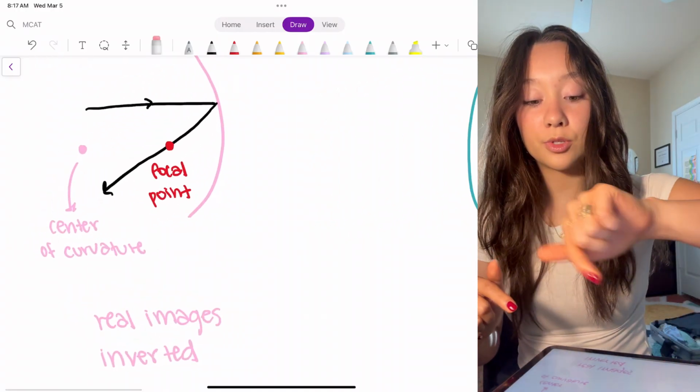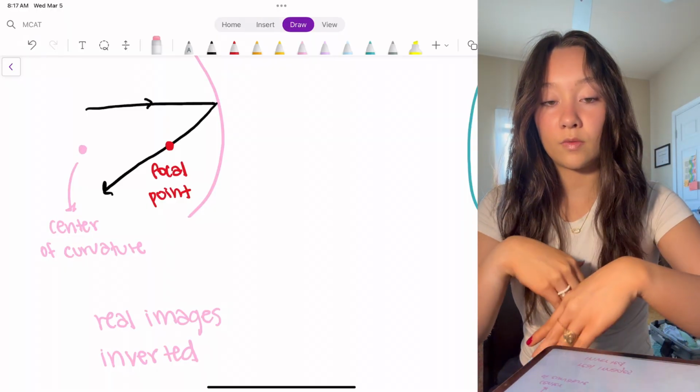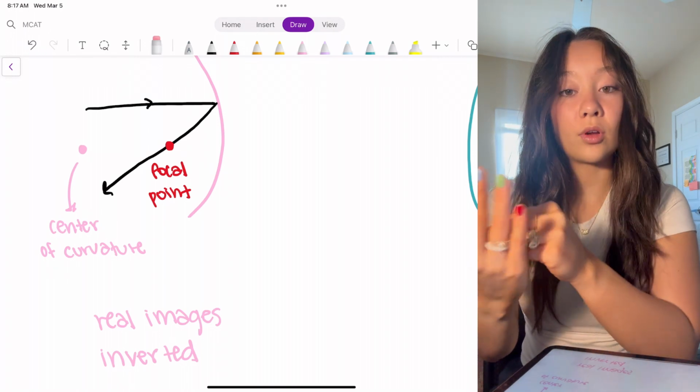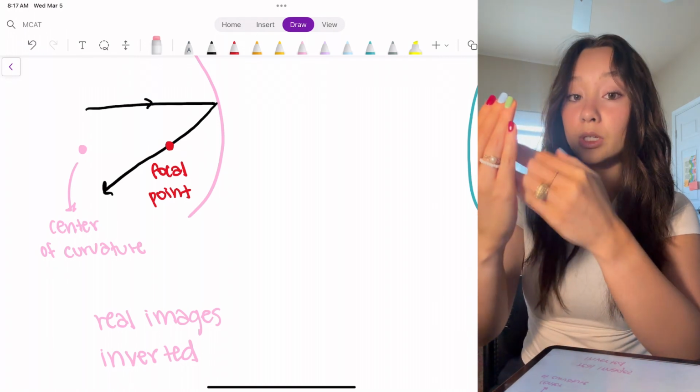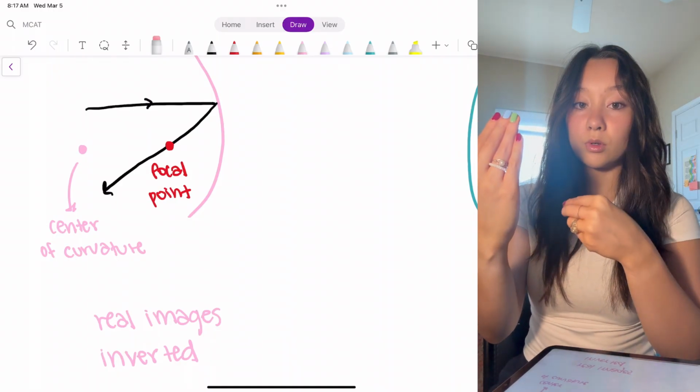So if we had multiple light rays coming into this mirror, they would all be reflected and they would all converge at the focal point. That's what the focal point is. And since they're all converging at a space that is real, in front of the mirror, between me and the mirror, the image that is going to be formed is going to be real.